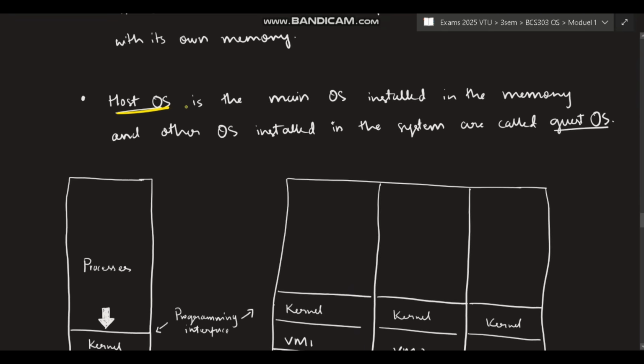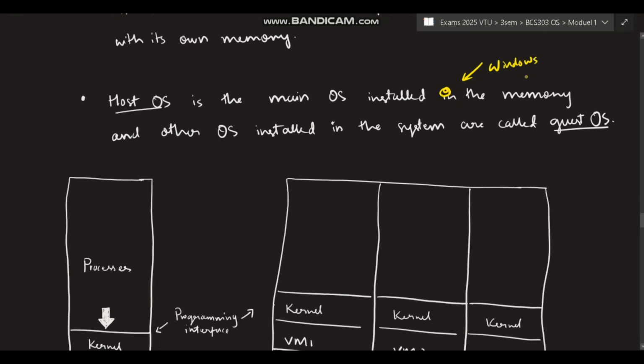So here the host OS is the main OS. Suppose that there is one system here. This is Windows, the Windows operating system, and I want to make this a virtual machine. So I'll divide the memory into different parts here and make all of these different OS. But internally, this will be connected with the same memory. This is called the host OS, which is connected with it. This was the Windows operating system.